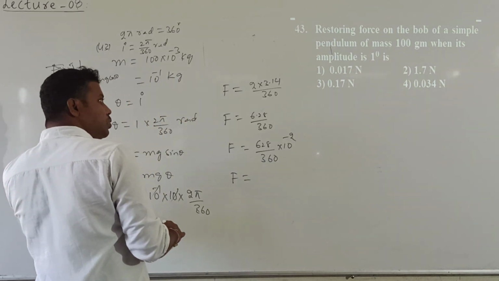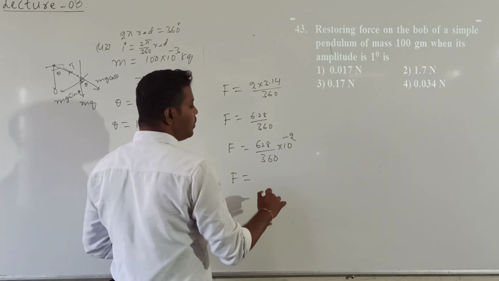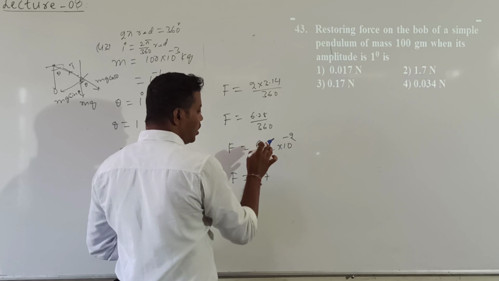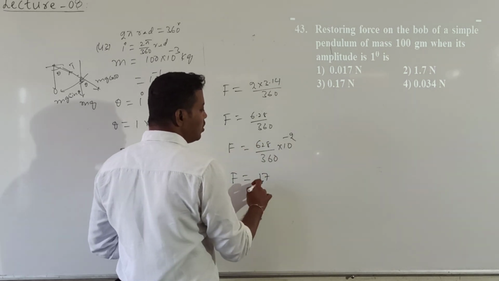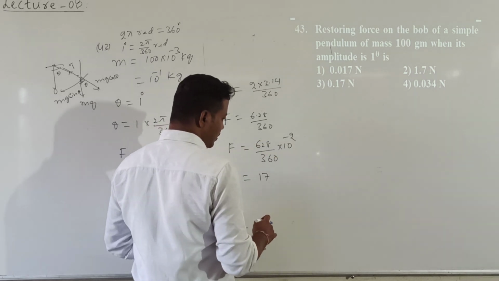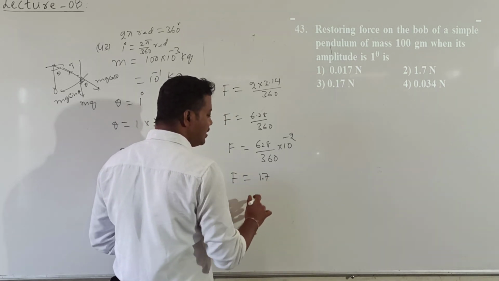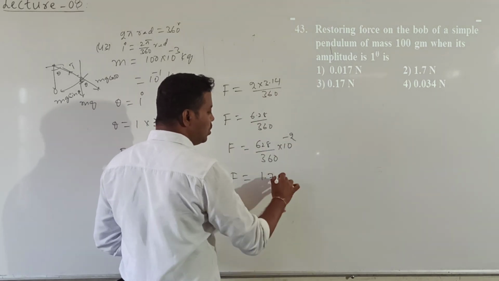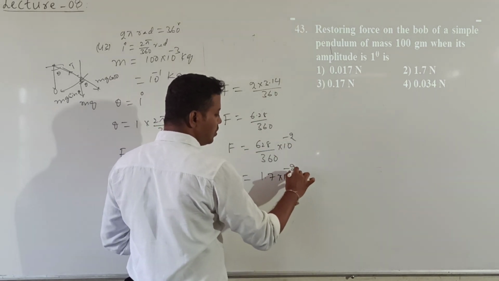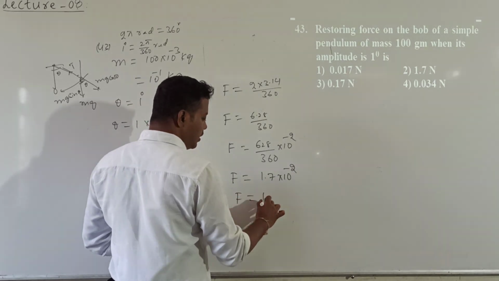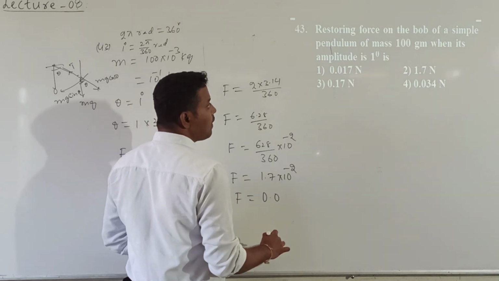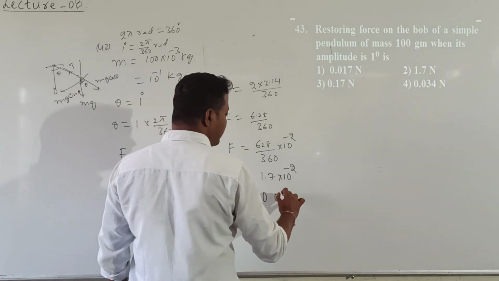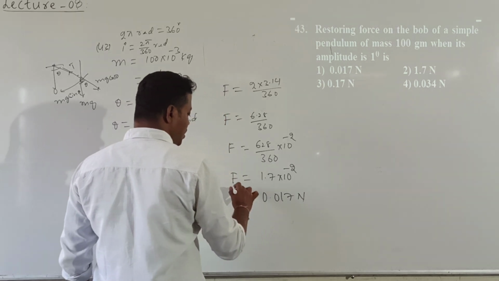316, that is 628 will go nearly how many times? So 17 times. 360 ones are. It will not go more than that. So approximately it will go 17 times. Sorry, 1.7 times, not 17 times. 360 ones are and 7 are. So into 10 power of minus 2, which is given by 0.017 newtons. Question understood?